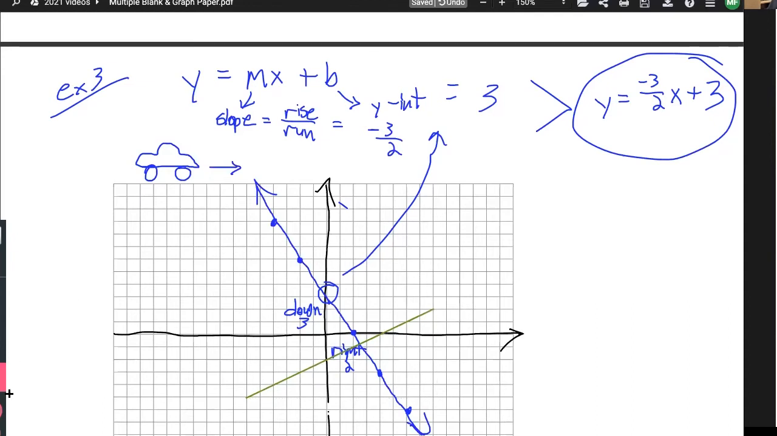Okay, so there's a nice little line. See if you can write an equation of that line. So take a minute and try that.